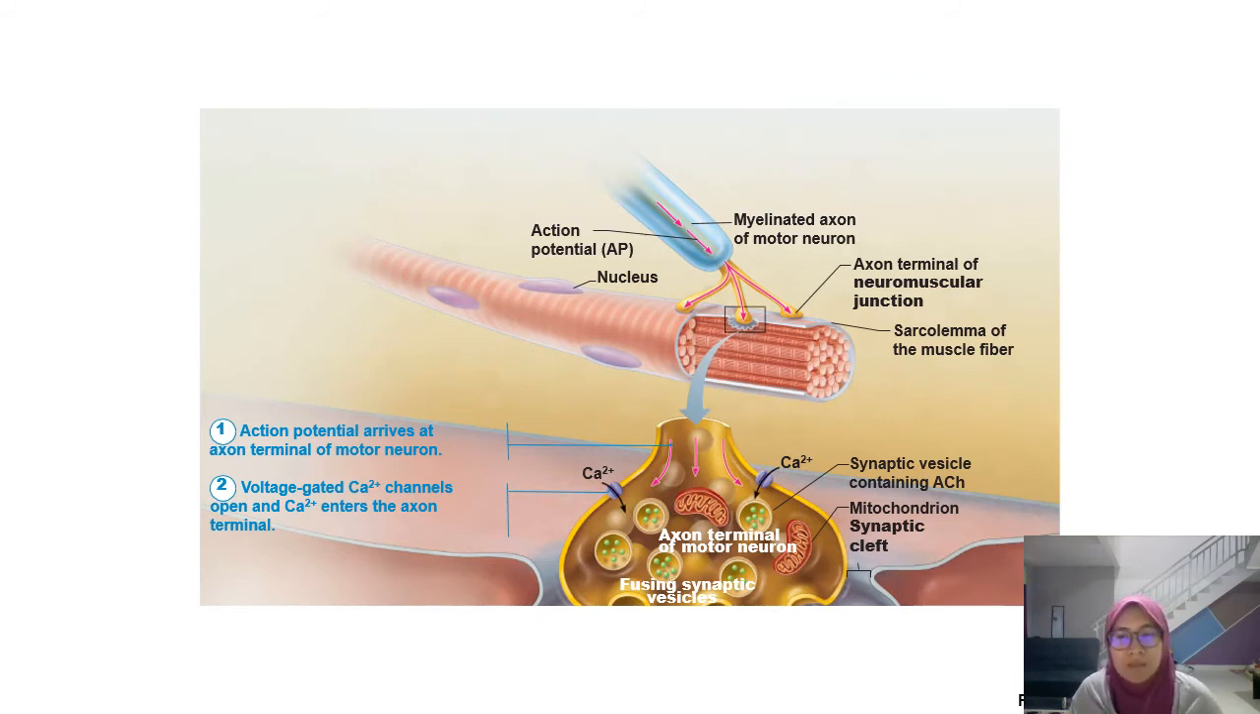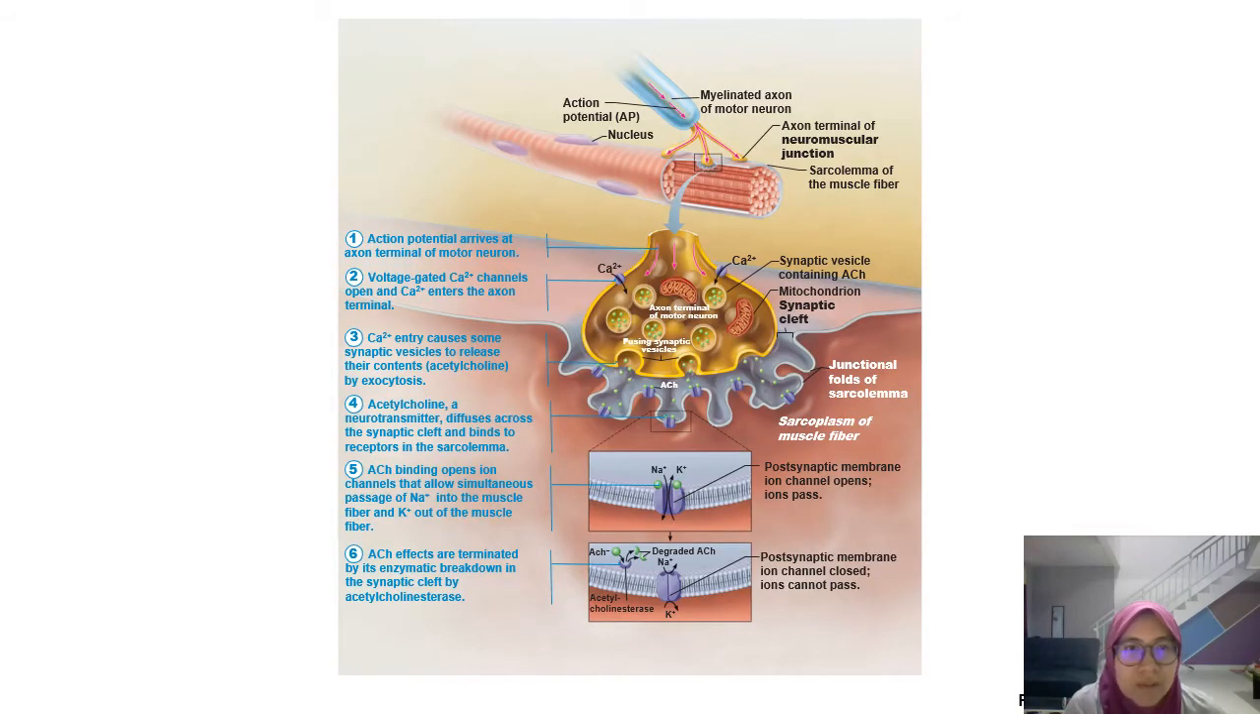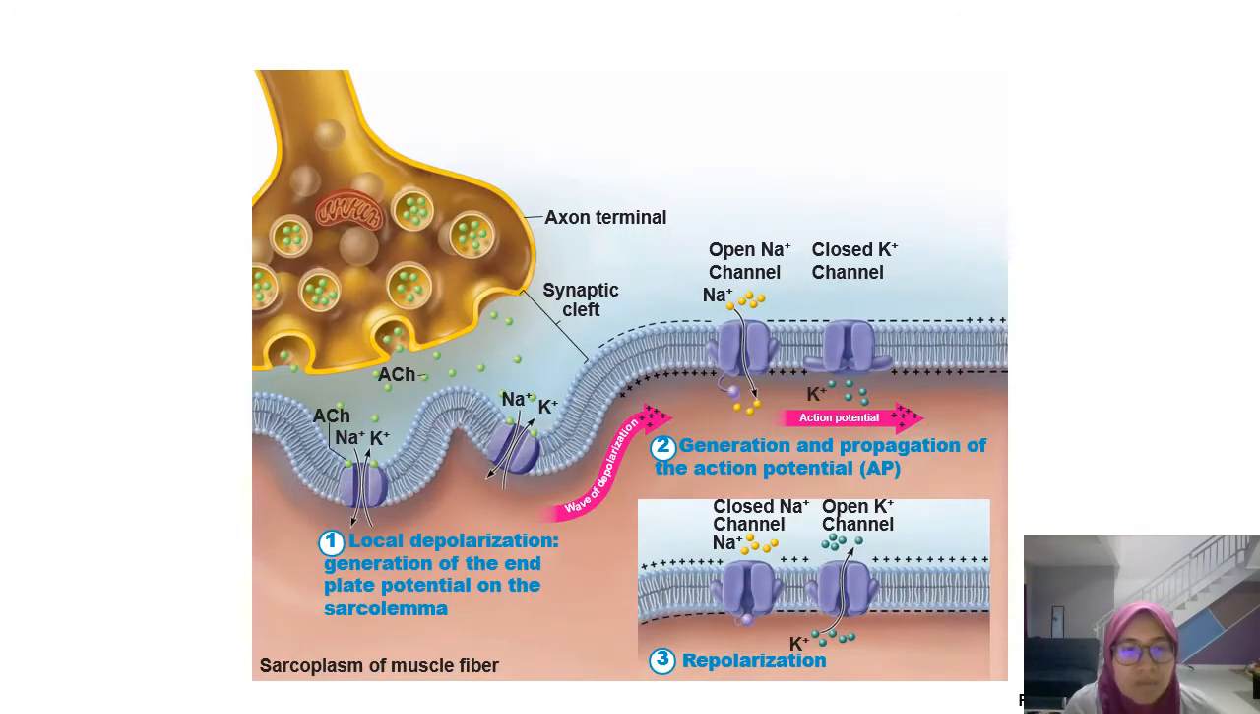Here you may see the figure. When the action potential arrives at the axon terminal, this is the axon terminal, I hope you still remember. The voltage gated calcium ion channel opens, and calcium ion enters the axon terminal. Right here, the local depolarization.